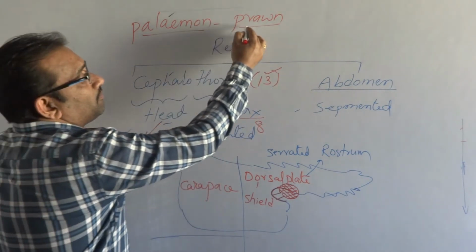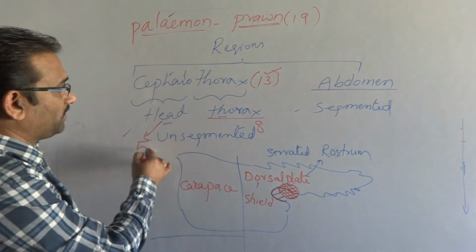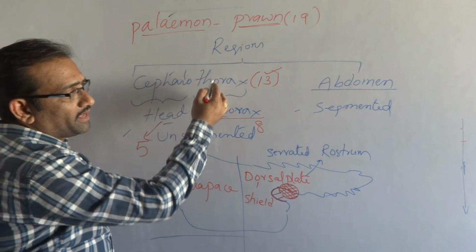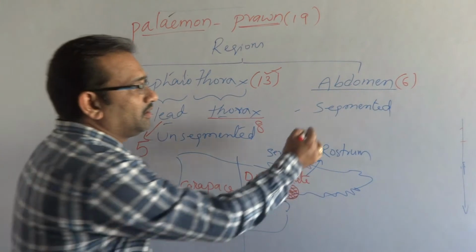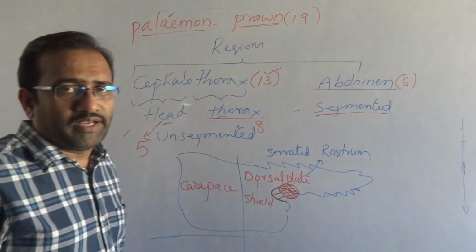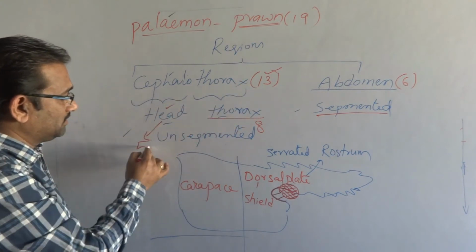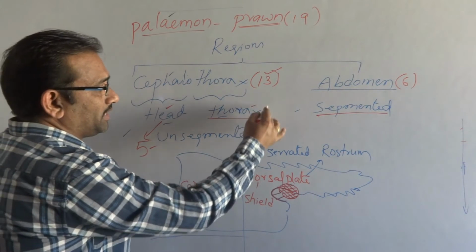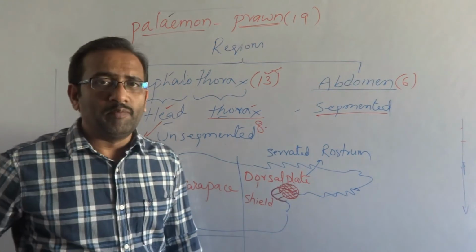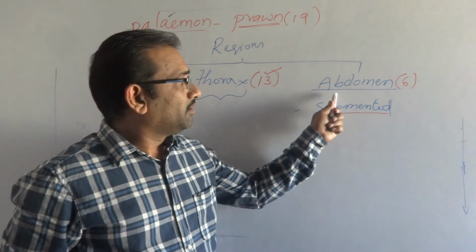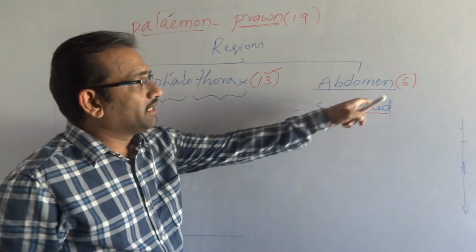Actually the total body of the prawn is of 19 segments. 5 plus 8, 13 in the cephalothorax. Coming to the abdomen, there are 6 segments, all segmented. So the cephalothorax is 13 segmented, head with 5 segments and thorax with 8 segments. Next, coming to the abdomen. The abdomen of the prawn Palaemon is segmented and contains 6 segments.